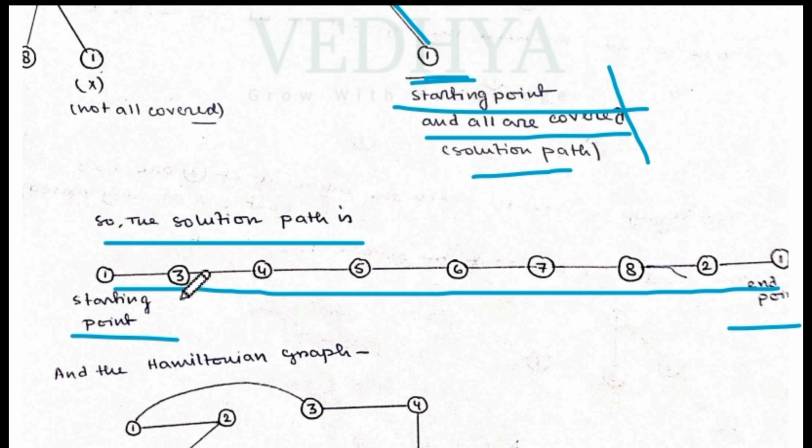So this is a Hamiltonian cycle, and as I said before, if there is a Hamiltonian path, then it is a Hamiltonian graph. So the Hamiltonian graph is 1 to 3, 3 to 4, 4 to 5, 5 to 6, 6 to 7, 7 to 8, 8 to 2 and 2 to 1. I hope you understand. Thank you.